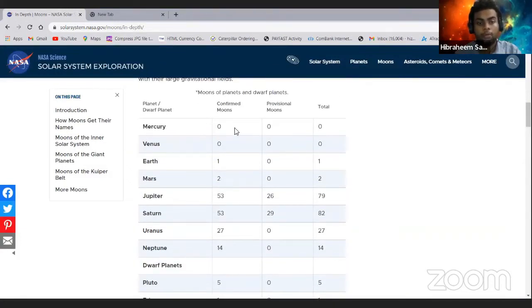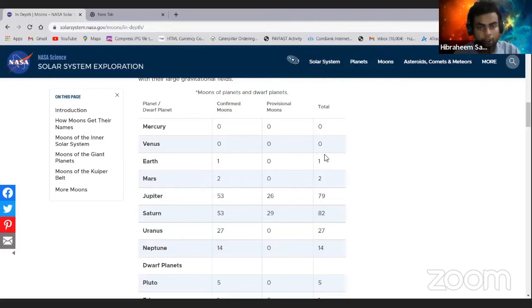So 0, Mercury doesn't have a confirmed moon. It also doesn't have a provisional moon. So what does that mean? Any celestial object orbiting Mercury which can be identified as a moon, there's nothing like that. There's nothing orbiting Mercury, just small asteroids and meteors, which cannot be termed as a moon. So that's why the total is 0.